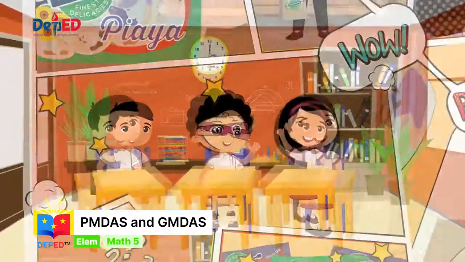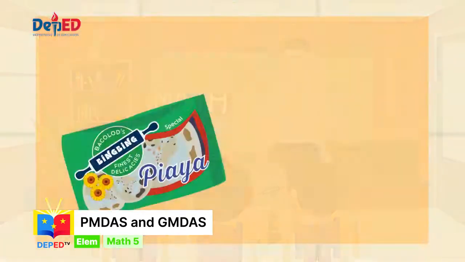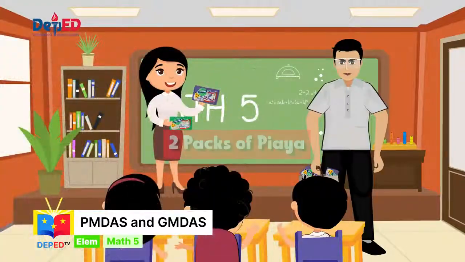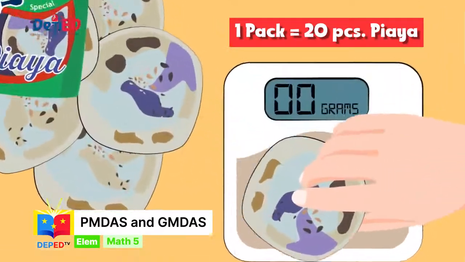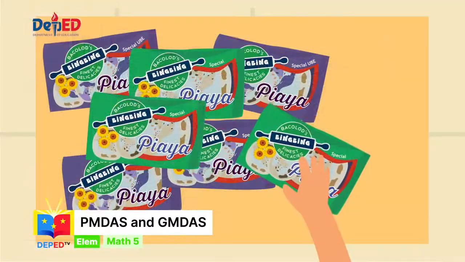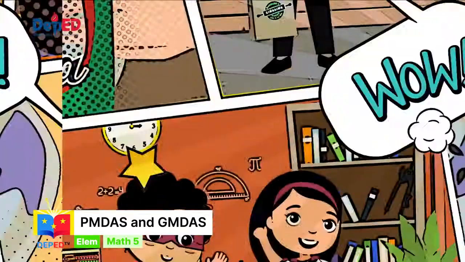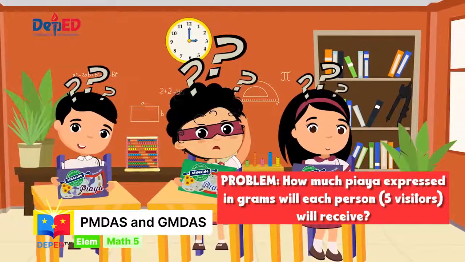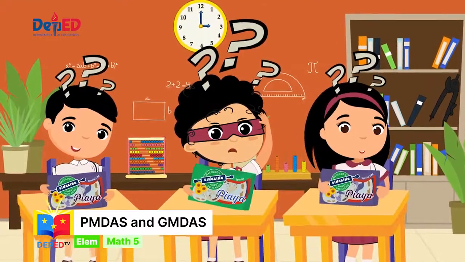The professor finally met Ricky the Super Kid. He instructed him and his classmates to divide the 5 packs of piaya he bought for the visitors. The school principal brought 2 more packs of piaya. Each pack contains 20 pieces of piaya, with each piece weighing 10 grams. However, at the last minute, the professor told Ricky and his classmates to set aside 1 pack. If the pupils divide the remaining packs equally to 5 visitors, how much piaya expressed in grams will each person receive? Let's find out and help Ricky count.